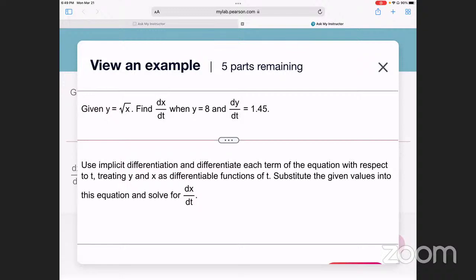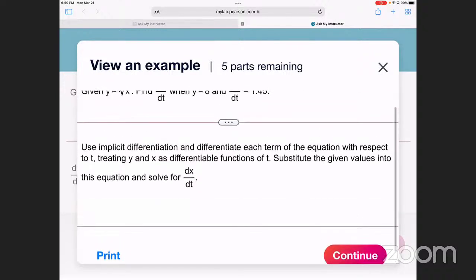So if we start with y equals the square root of x, we're gonna take the derivative of both sides with respect to t. So we're basically finding d by dt of the left and the right. Now I know there's no t there, but you just take the derivative like normal. For instance, the derivative of y with respect to t is going to be dy by dt. The derivative of x with respect to t, you take the derivative like normal, you just need to add on that part that says dx by dt.